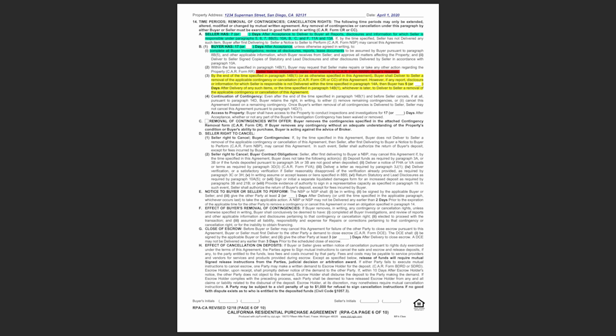They're supposed to say, yes, I want to continue, and therefore I'm going to remove my contingency and I'm going to accept the condition of this home. But that's not always the way this happens, right?